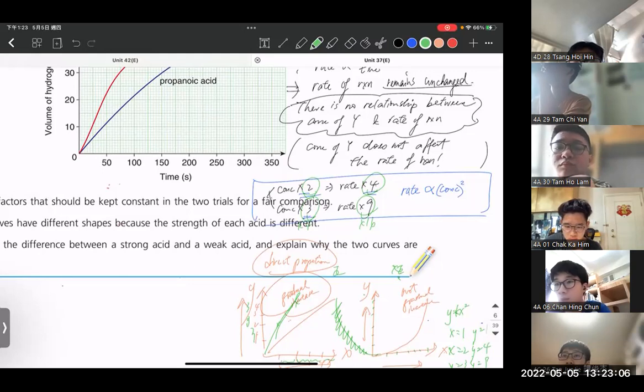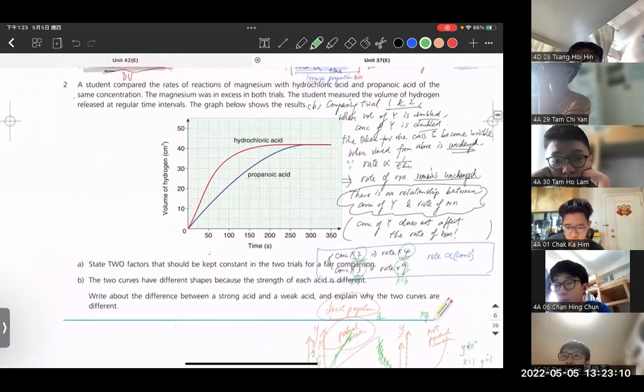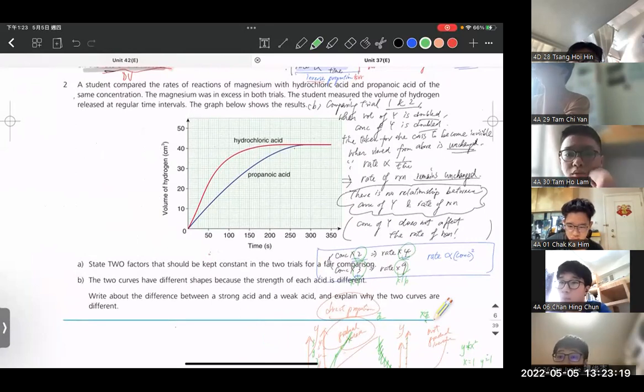Now you take a look at question 2. A student compared the rates of reaction between magnesium and hydrochloric acid and propanoic acid of the same concentration. The magnesium was in excess in both trials. The student measured the volume of hydrogen released at regular time intervals. The graph shows the results below.